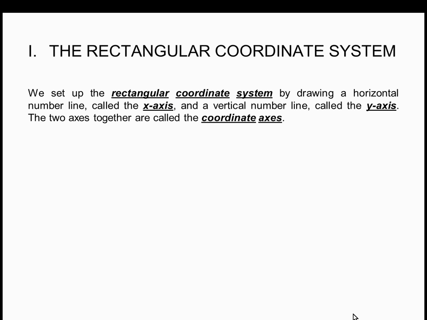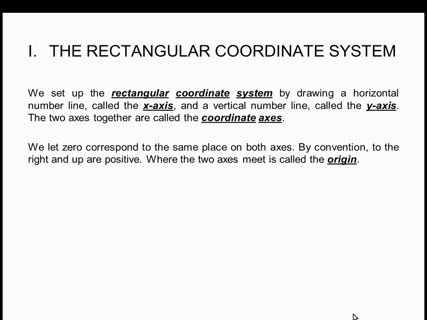So, Part 1 here, the rectangular coordinate system. This is something you should have seen before. So, we set up the rectangular coordinate system by drawing a horizontal number line called the x-axis and a vertical number line called the y-axis. The two axes together are called the coordinate axes. We let 0 correspond to the same place on both axes. By convention, to the right and up are positive. Where the two axes meet is called the origin. The origin is where we start measuring for everything. So we start measuring where the two axes meet.